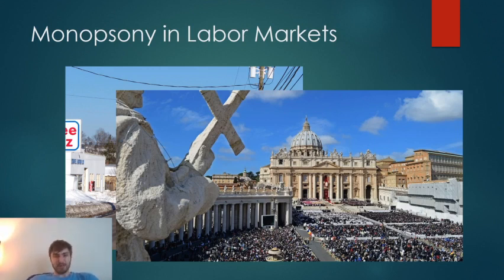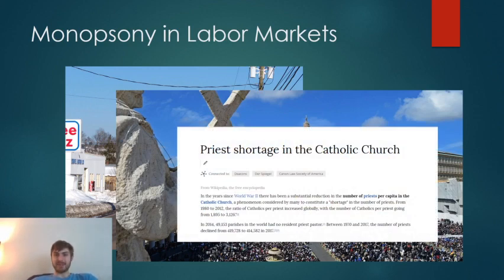All right, so remember, what are the predictions of a monopsonist? You're going to have a lower wage and a shortage of workers. Okay, and guess what? There's a huge priest shortage in the Catholic Church, probably because of monopsony.